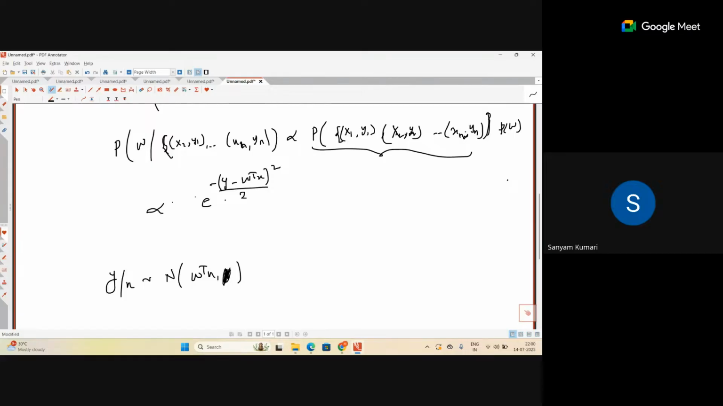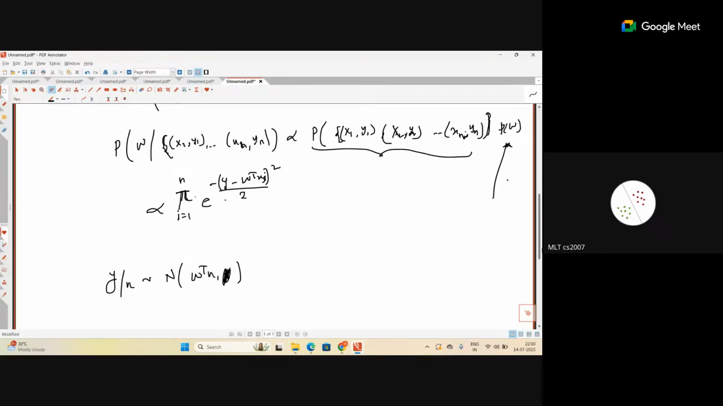But we are doing this for all the examples, so i equals 1 to n. It is a product over all the data points. Yes, this is a product.